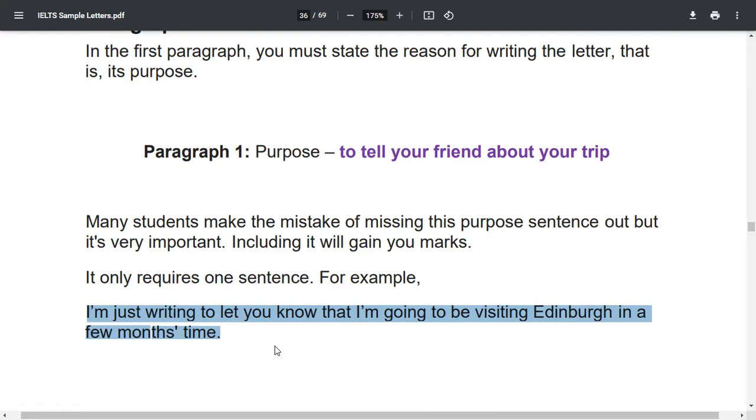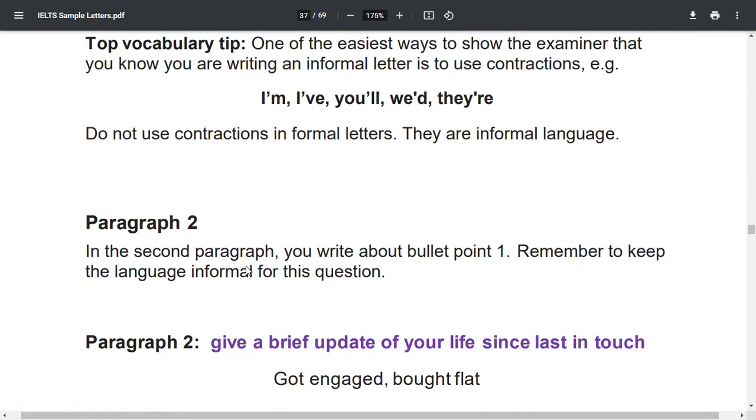So you don't have to stress out and feel anxious. Just avoid these negative feelings. It's quite easy. In the purpose sentence, you have to write something like the purpose, your intention. Why are you writing this letter? So as you can see here, I'm just writing to let you know that I'm going to be visiting Edinburgh in a few months' time.